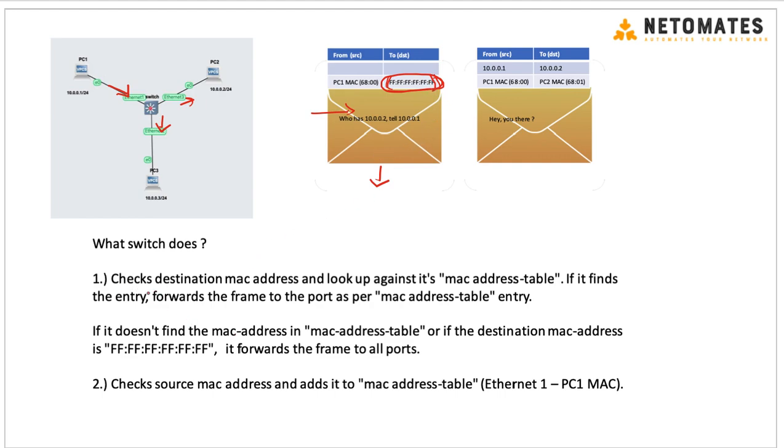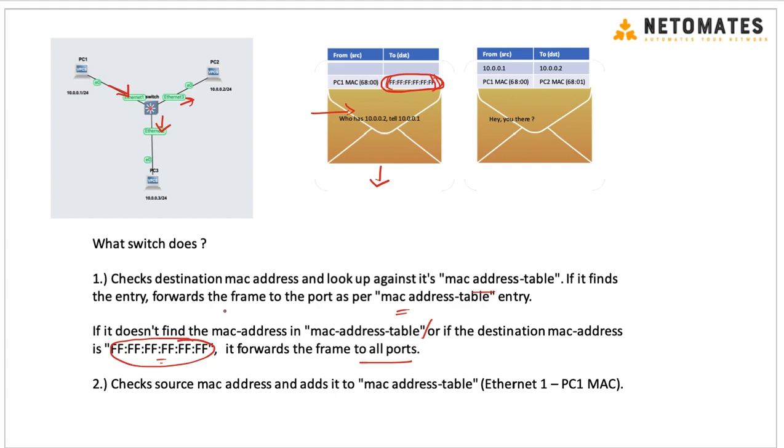So the first point is the switch checks the destination MAC address and looks it up in its MAC address table. If it finds the entry, it forwards the frame to the port based on the MAC address entry. If it does not find the MAC address in the MAC address table, or if the destination MAC address is all F's, it will forward to all the ports. So in this case, it will match this condition.